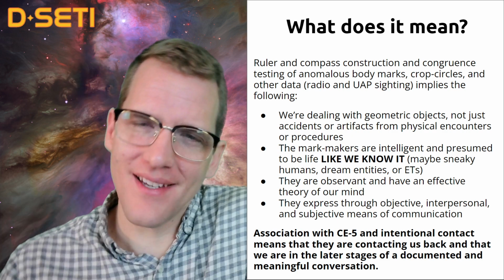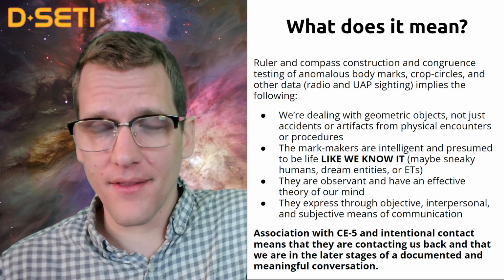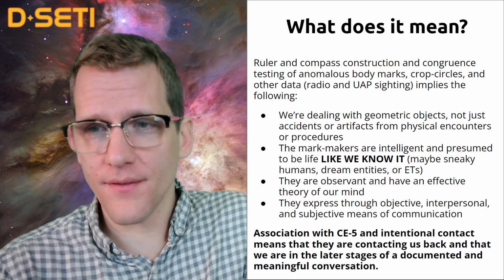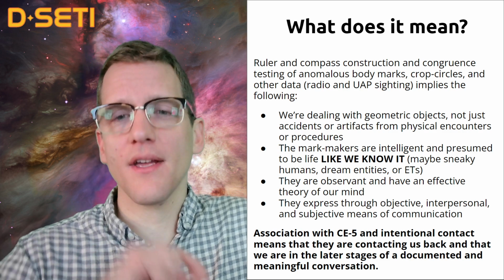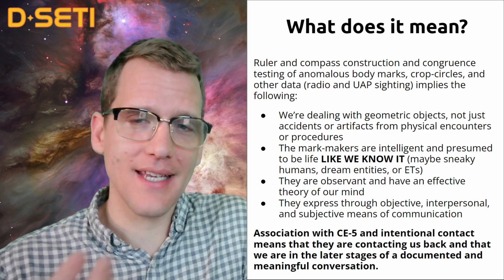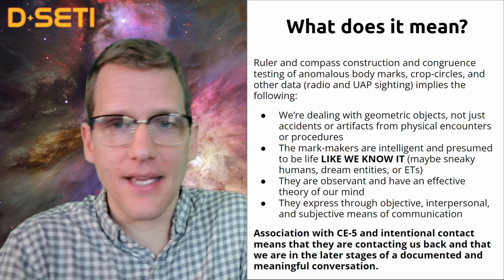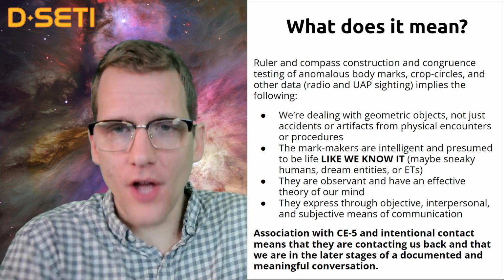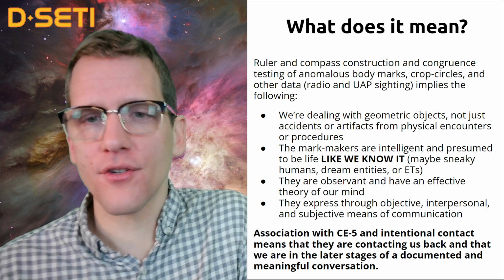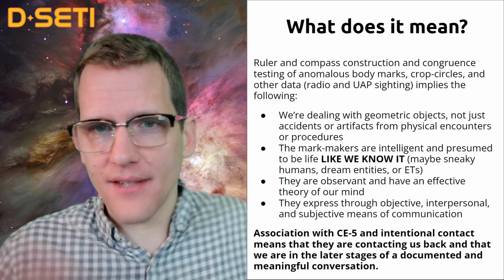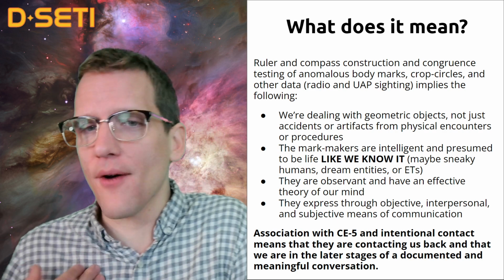These crop circles. So we can deduce that these mark makers are observant and have an effective theory of our mind. They're teaching us stuff about geometry and the world through engaging us in these geometric progressions. That's what I'm saying. It's like you start looking at crop circles, you'll understand how to draw them. They teach you how to draw them. It's a textbook. That's what I'm saying here. At least that's how I'm interpreting it.